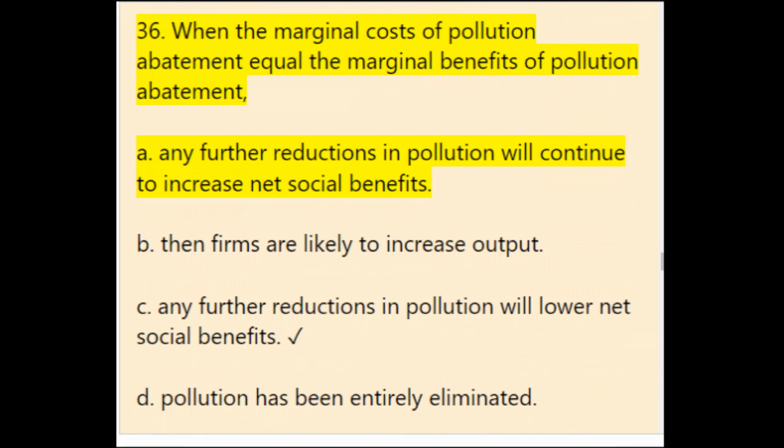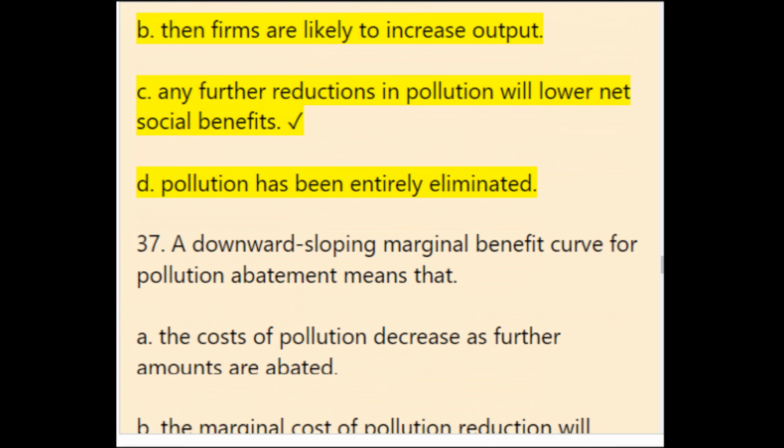36. When the marginal costs of pollution abatement equal the marginal benefits of pollution abatement, A. Any further reductions in pollution will continue to increase net social benefits. B. Then firms are likely to increase output. C. Any further reductions in pollution will lower net social benefits. D. Pollution has been entirely eliminated.